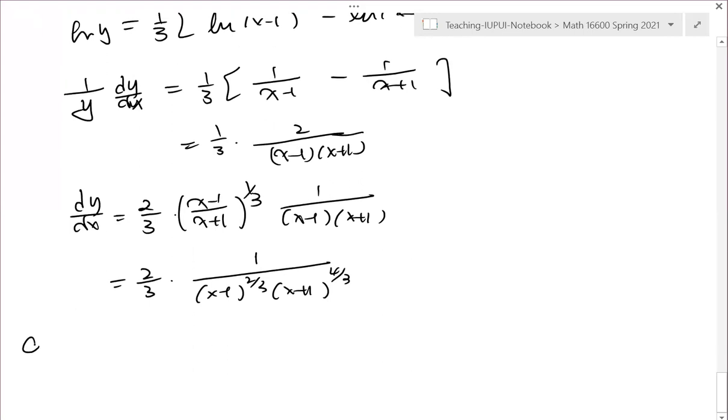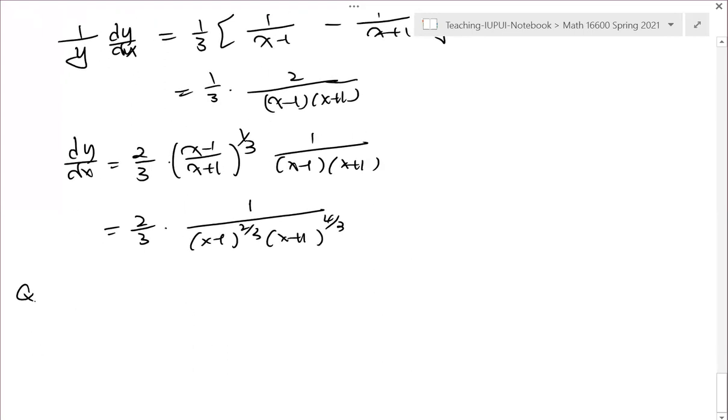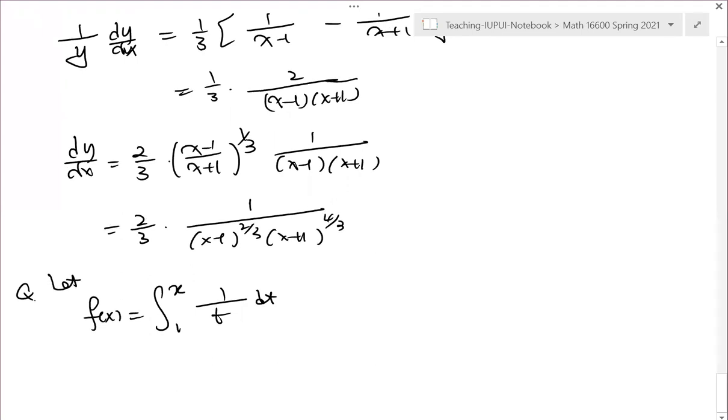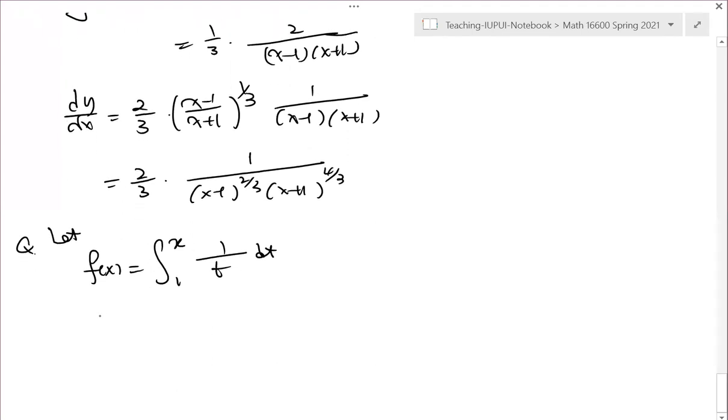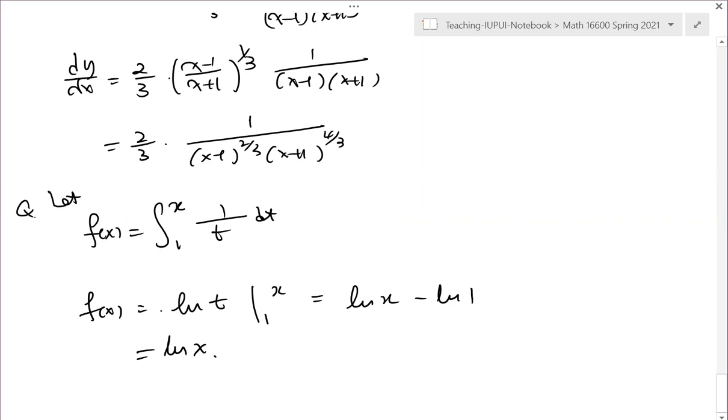All right, now let's take a look at this integral. Then you say, well, that's easy, right? So first of all, evaluate the integral, right? F of x is going to be nothing but natural log of t, evaluated at the two endpoints. So natural log of x minus natural log of 1, which is just natural log of x.